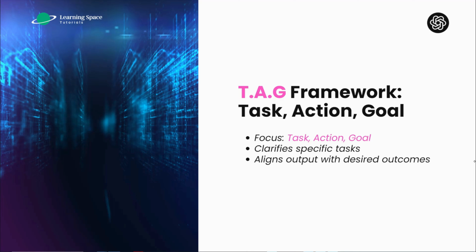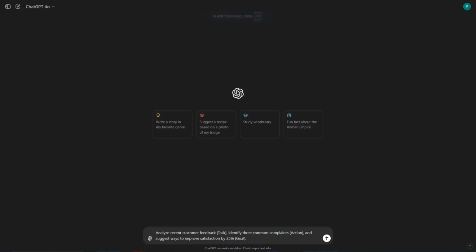So let's look at a prompt. So over here, I have added a prompt that says analyze recent customer feedback, which is a task, and then identify 3 common complaints, action, and suggest ways to improve satisfaction by 25%, goal.